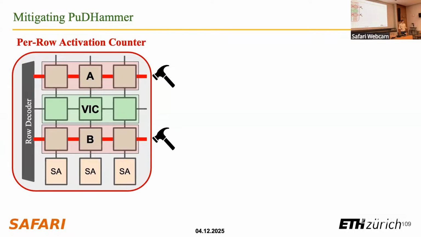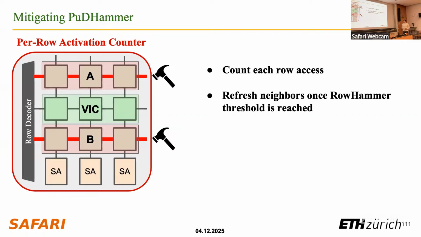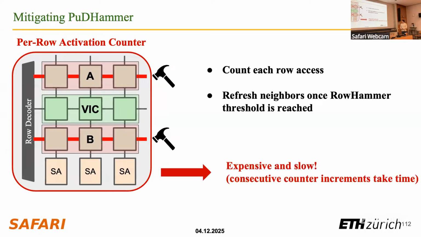So the paper actually proposes a mitigation and evaluates it using a simulator. The per row activation counter was already mentioned. I'll just refresh your memory. So the principle is that we count each row activation, and at some point we'll reach a threshold that we have determined. And if that threshold is reached, we will refresh all the neighboring rows, right? So our victim will at some point be refreshed if the counters for A or B reach that threshold. The problem with this is that it's, for our case, expensive and slow, right?